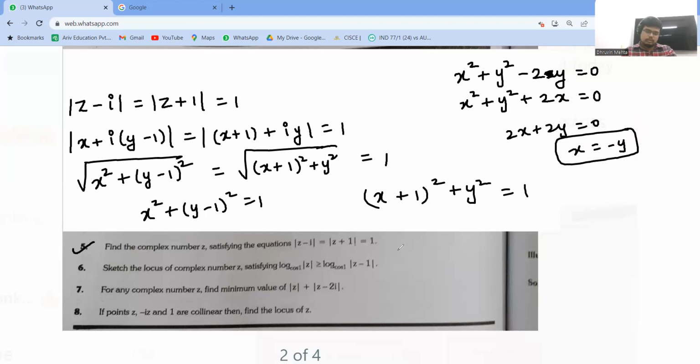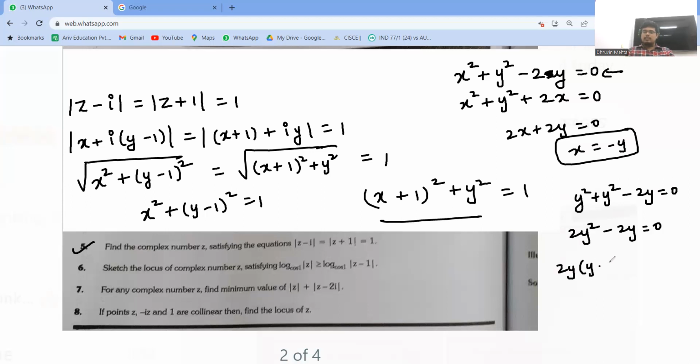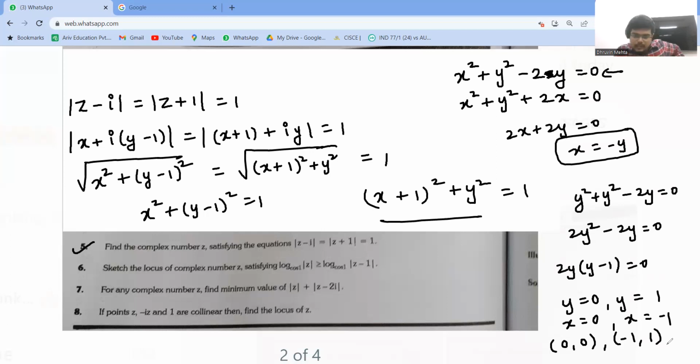Let's substitute directly in this x is equal to minus y, so this will now be y square plus y square minus 2y equal to 0. So 2y square minus 2y equal to 0. 2y common, this will be y minus 1. We'll get two answers, y is either 0 or y is 1. So here x is 0, here x is minus 1. So the points are (0, 0) or (minus 1, 1). These are the two answers.